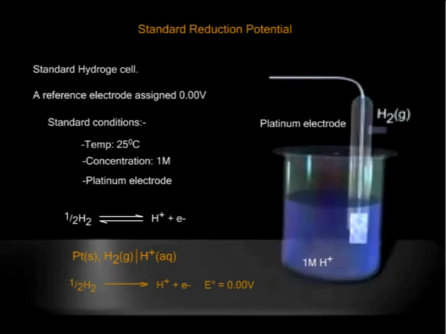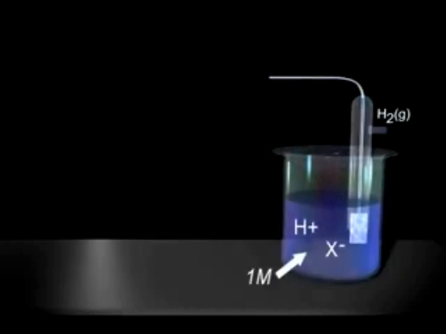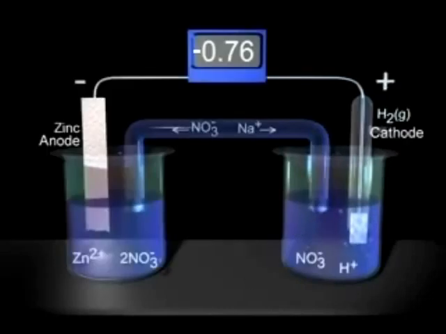Now, the electrode potential for all other metals is taken as the difference between the metal electrode and the standard hydrogen electrode. For instance, electrode potential for zinc can be measured as shown here. The galvanometer indicates negative 0.76 volts.